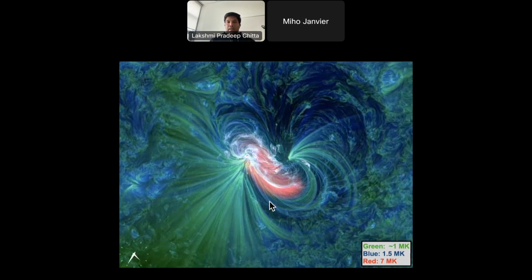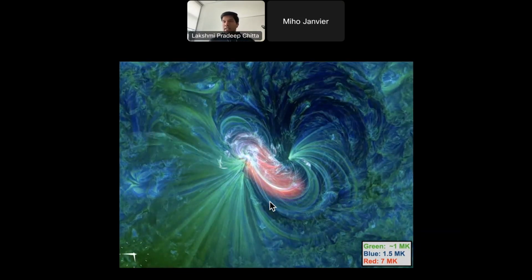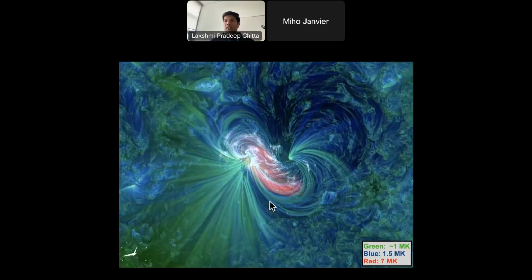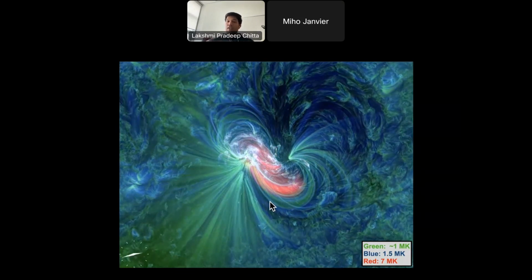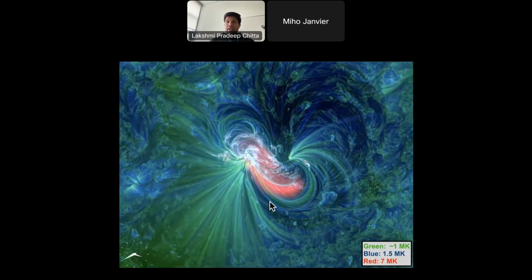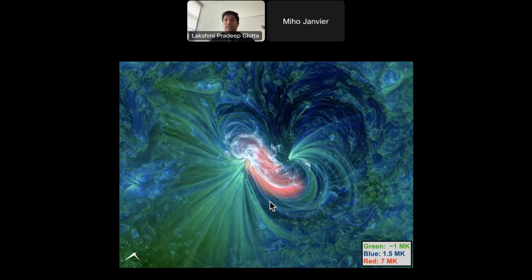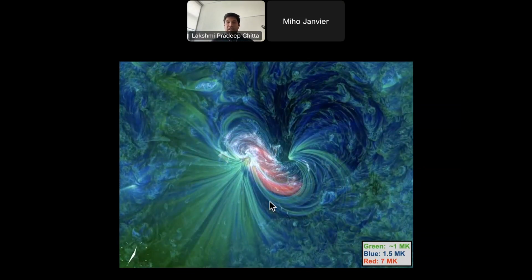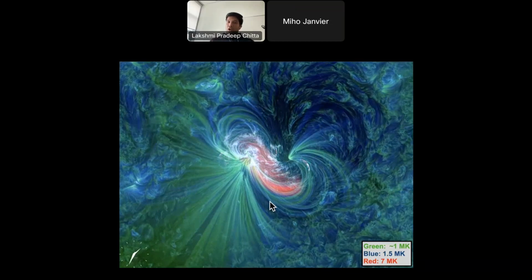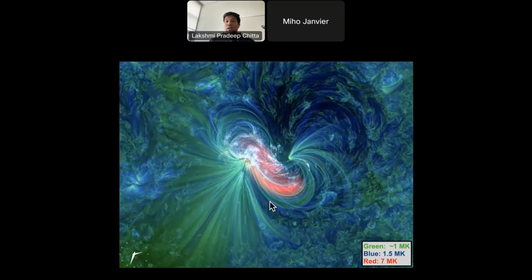What you are seeing in this movie is a 6 hour long evolution of the sun's corona, and you immediately notice that it is not a static thing. It's highly dynamic, varying on time scales ranging from seconds to minutes to even hours. Not only that, there is quite a bit of structure associated with this. You see that the loops that are filled with plasma are very finely structured. And not only that, it's also thermally structured.